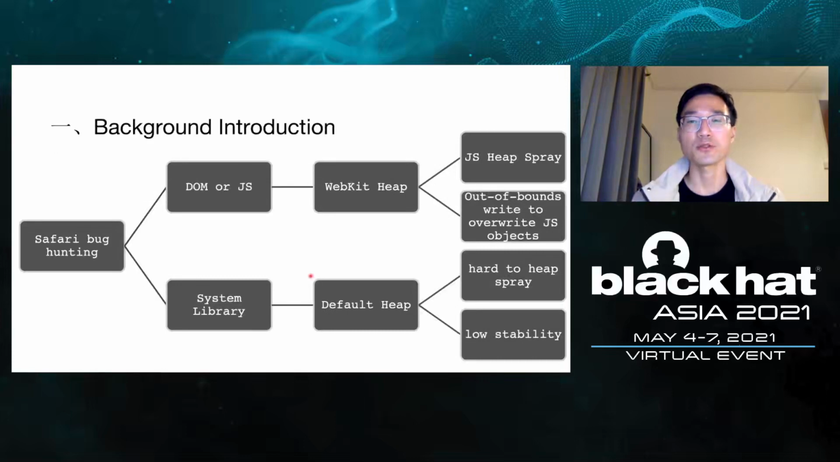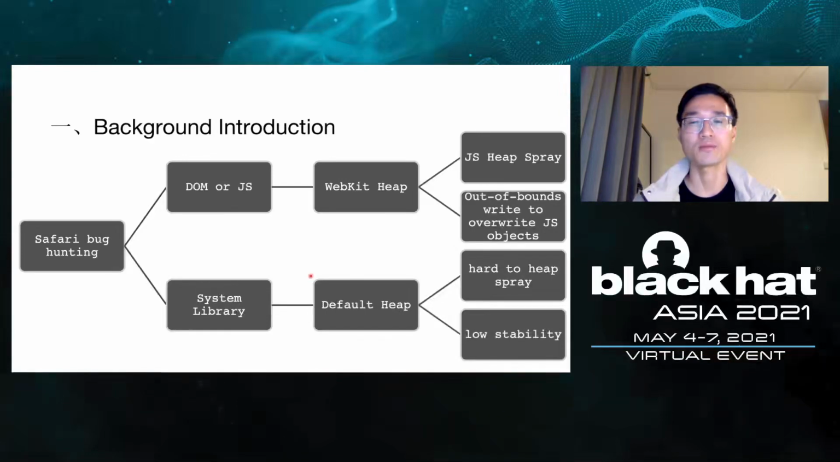First, let me introduce the background of the research. In the past, Safari vulnerability researchers often focused on the DOM or JS engine, but some system libraries used by Safari, such as audio, video, font, and so on, haven't received enough attention. There are few successful cases using vulnerabilities found in these modules to break Safari. Due to the built-in heap isolation mechanism of Safari, the heap used by these system libraries is not the same as the heap where the DOM objects and JS objects are located.